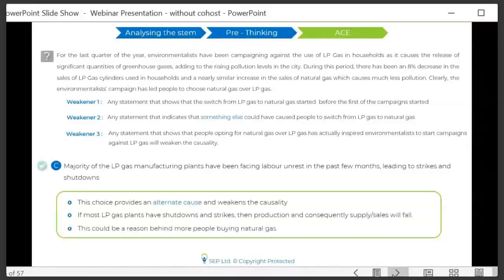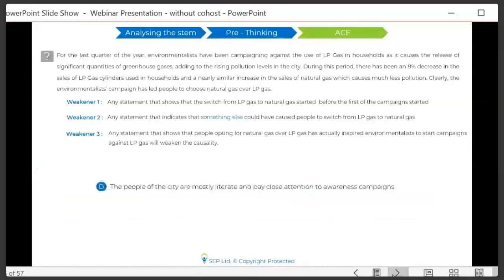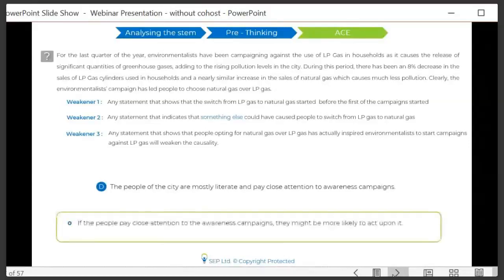So all of you were correct on this question, right? Let us quickly eliminate choice D and E on solid grounds of reasoning. What does choice D say? If the people pay close attention to the awareness campaigns, they might be more likely to act upon it, right? This choice supports the causality, all right? And therefore, it is incorrect.